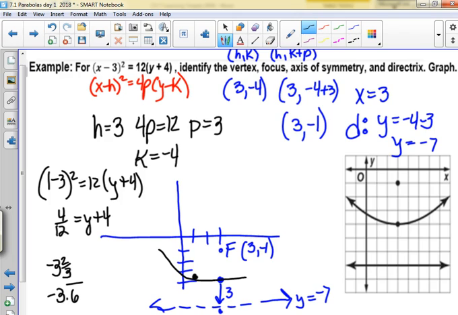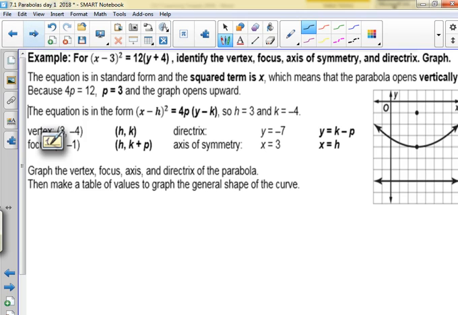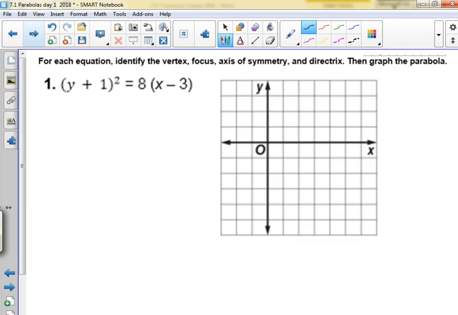All you need is one ordered pair to show me, is this puppy wide or narrow? This is pretty wide. It's pretty flat. All right, so we went through this question. We are going to try number 1 together.